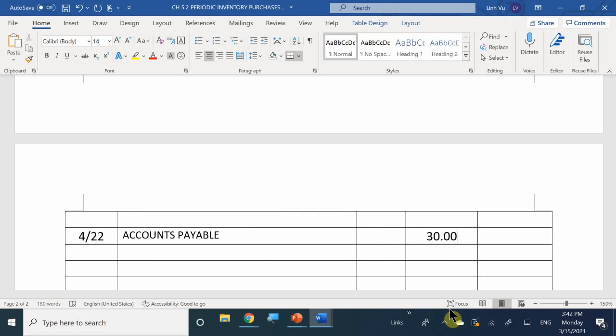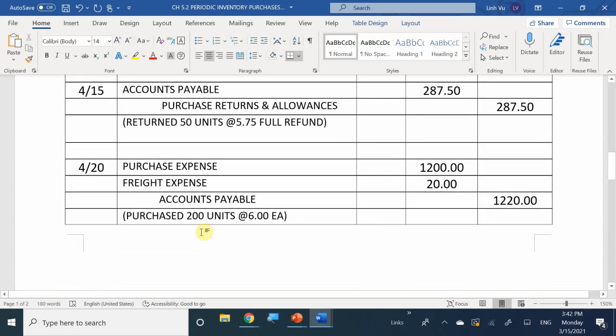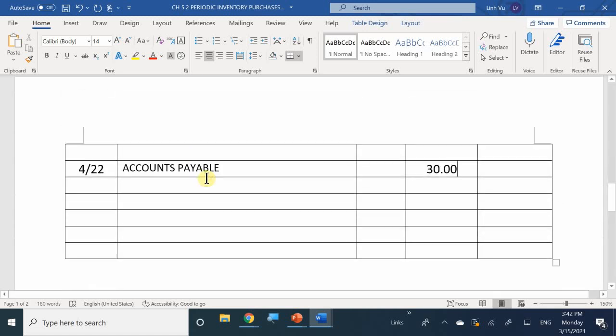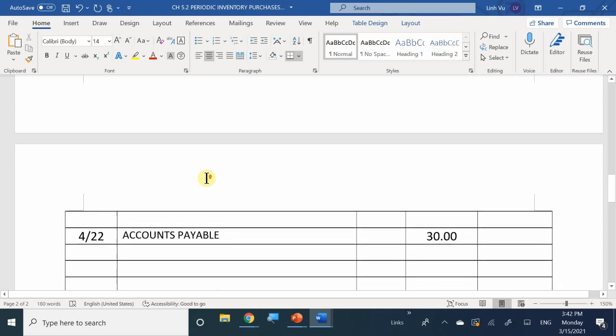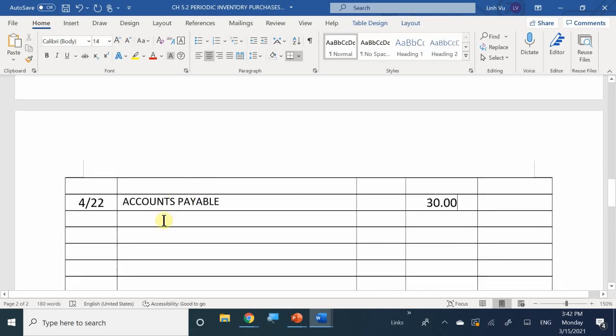How did you get that number? I took 25 units at $6. And then the 20% discount. Perfect. So 20% off of that total of the 25 times 6 gives you $30. Okay, so good. Which account am I going to place that on?